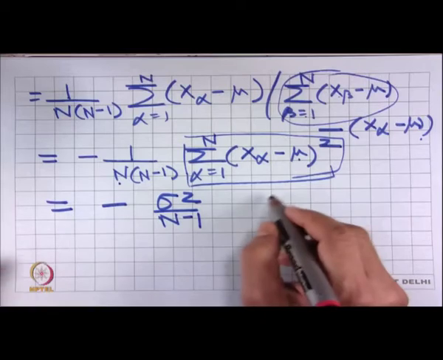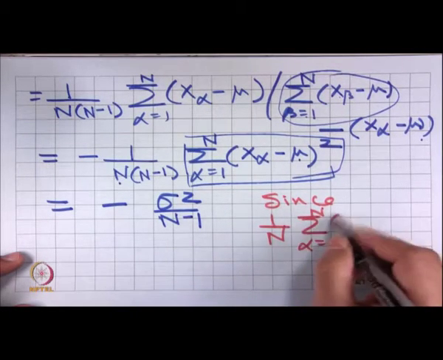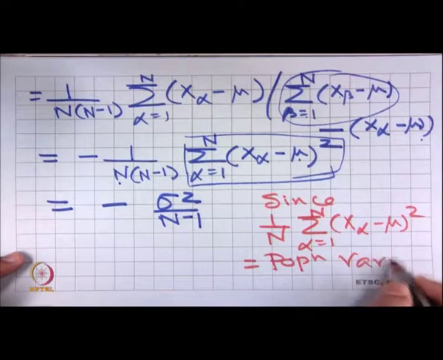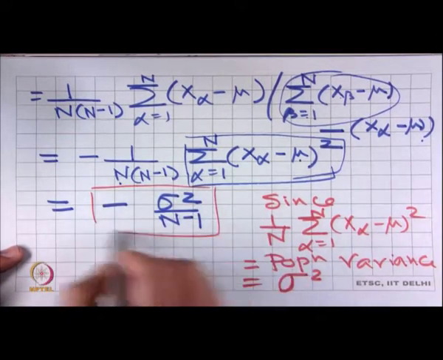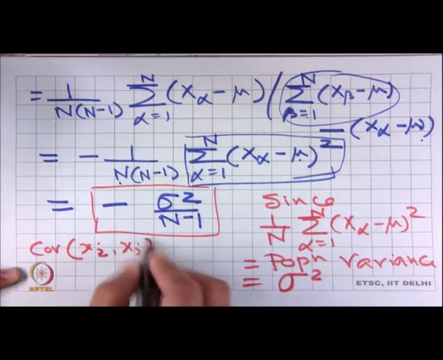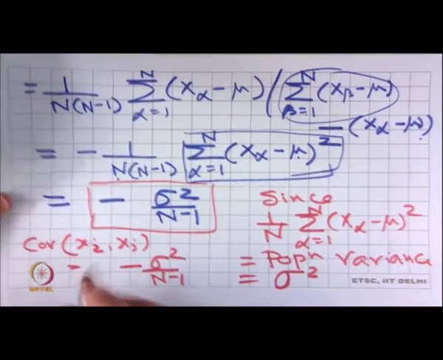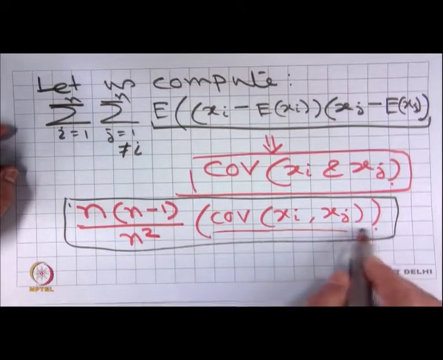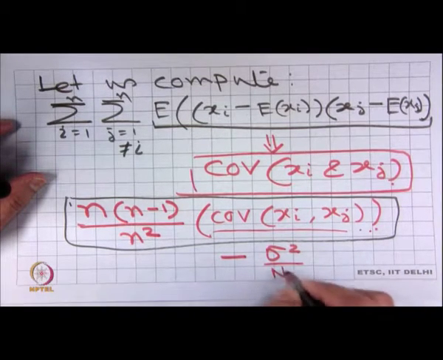Since 1 upon n sigma alpha equal to 1 to n of x alpha minus mu whole square is equal to the population variance, which is equal to sigma square. So, we have got that covariance between x i and x j is equal to minus sigma square by n minus 1, as we started with. Therefore, with respect to SRS WR, when we are looking at the second part, we knew that this is minus sigma square upon n minus 1.